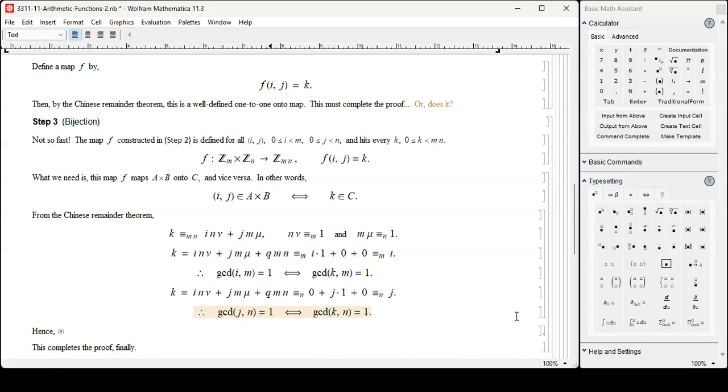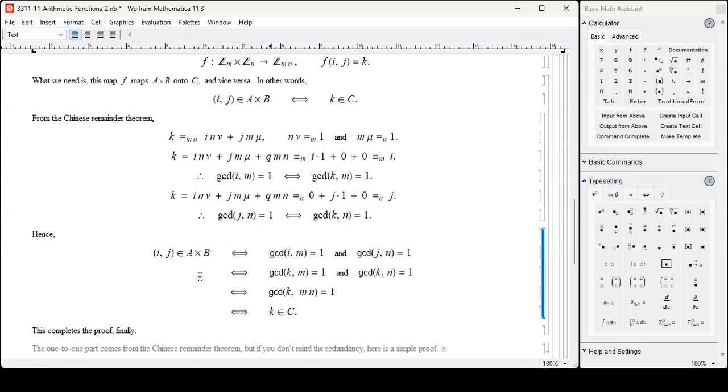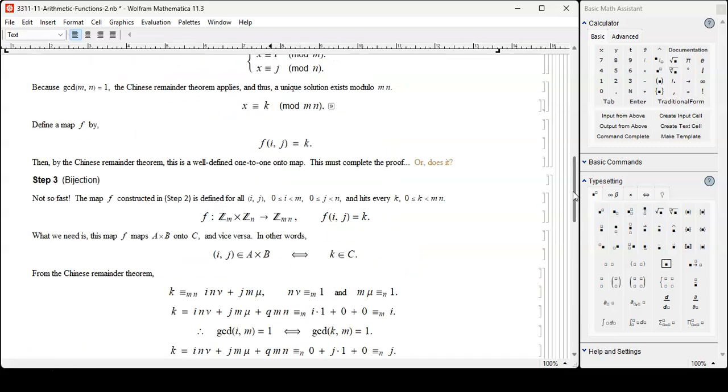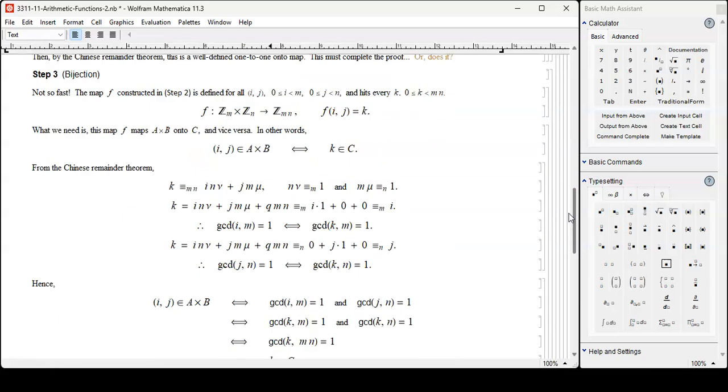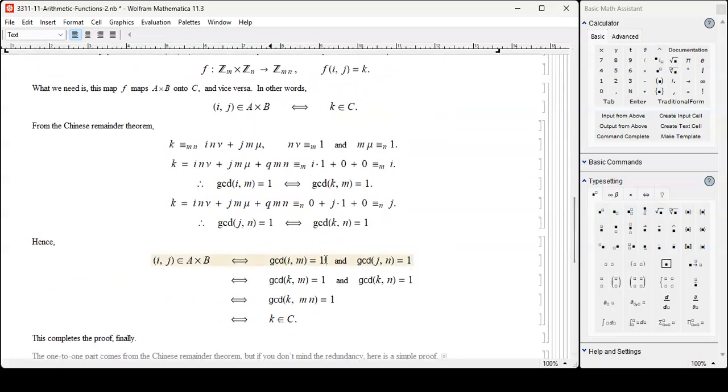Now, how will that help? It'll help like this. What do you mean? (i, j) come from A cross B. That means i belongs to capital A and j belongs to capital B. So by this condition, GCD of i and m is 1. GCD of j, n is 1. Yeah, all right. GCD(i, m) is 1 and GCD(j, n) is 1. That's the definition.